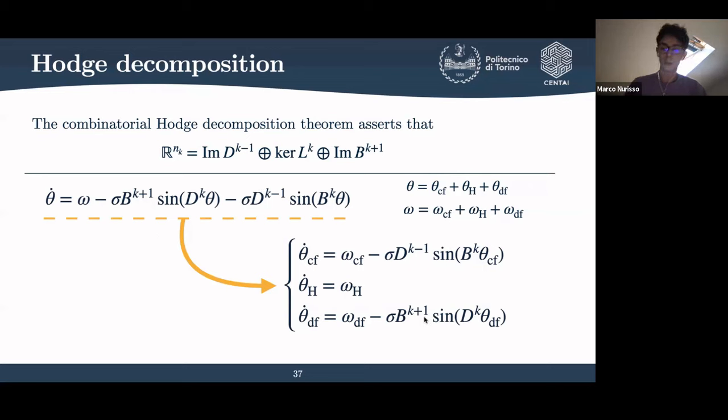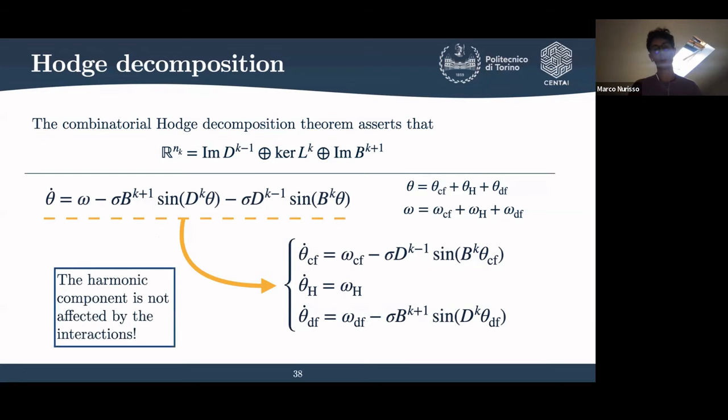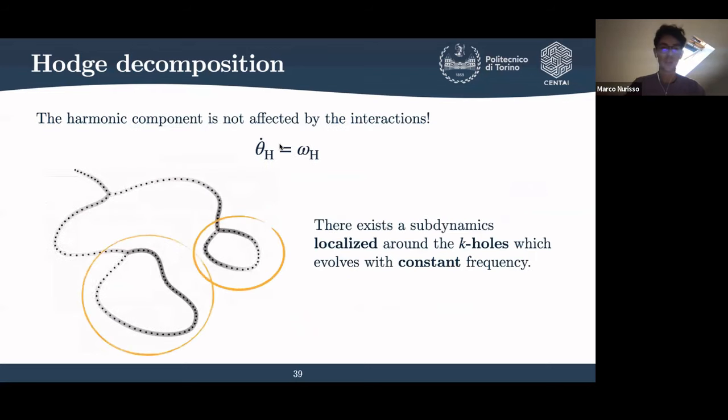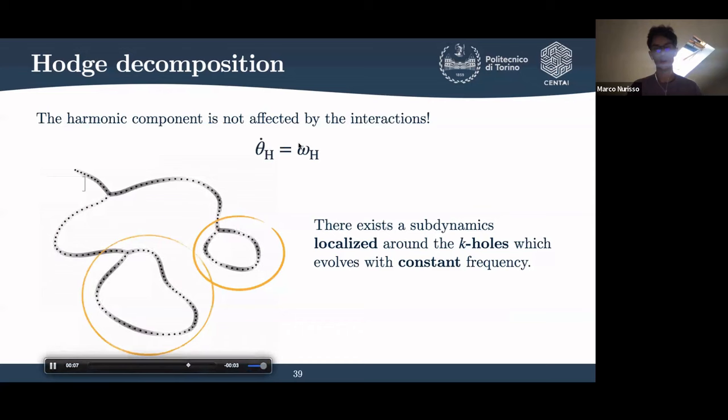And an interesting thing that you can see by looking at this is that the harmonic component, so the second one, is not at all affected by the interactions. In fact, it evolves according to a very simple differential equation, which is telling you that the harmonic frequency of the dynamics is only equal to the harmonic part of the natural frequencies.